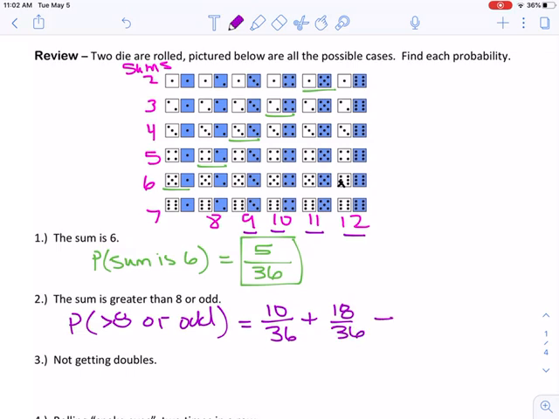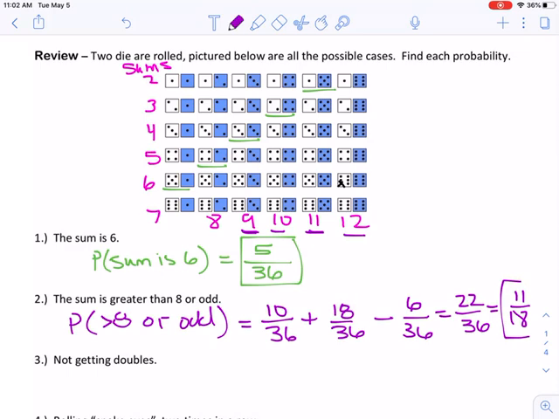Now I have to subtract out the overlap, the ones that are both greater than 8 and odd. That would be the 9s and the 11s. So there are 1, 2, 3, 4 9s and 2 11s, which means I need to subtract out the 6 overlap out of the 36, which gives me 22 out of 36, which reduces down to 11/18.